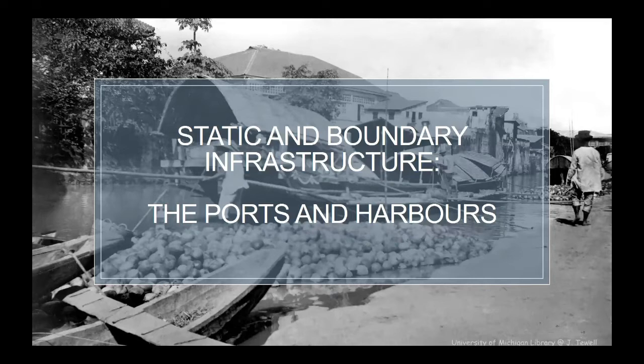Static infrastructure is perhaps more straightforward and refers to elements designed to create zones of relative stability. Breakwaters, jetties, piers, docks, platforms, these are all solutions devised by people to be able to work in the dynamic environment of oceans, rivers, and lakes. I also bring here the concept of boundary infrastructure, which, following Wilkinson, aims to control movement.